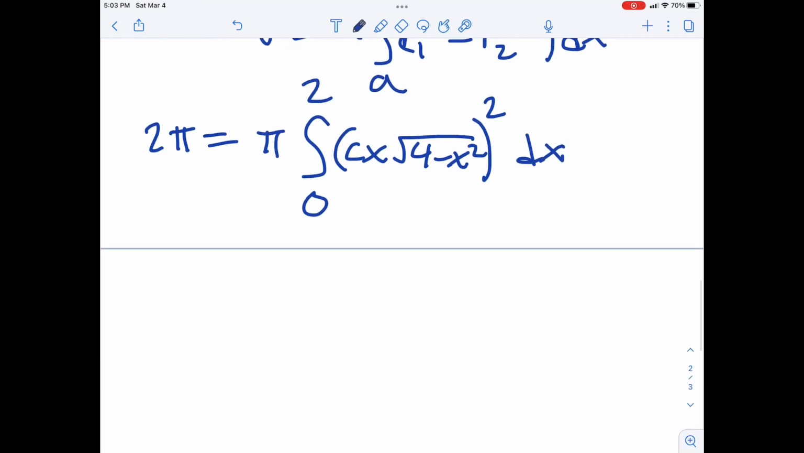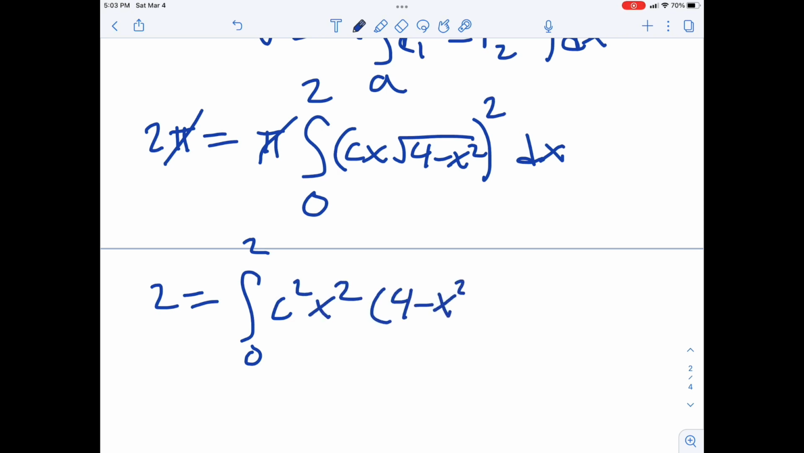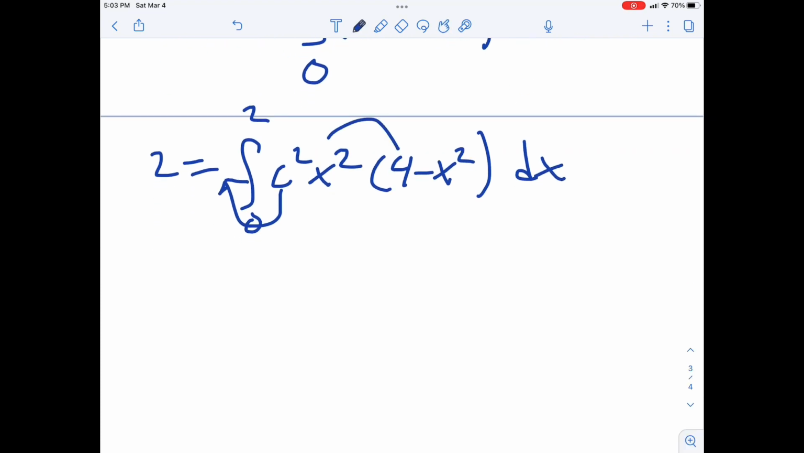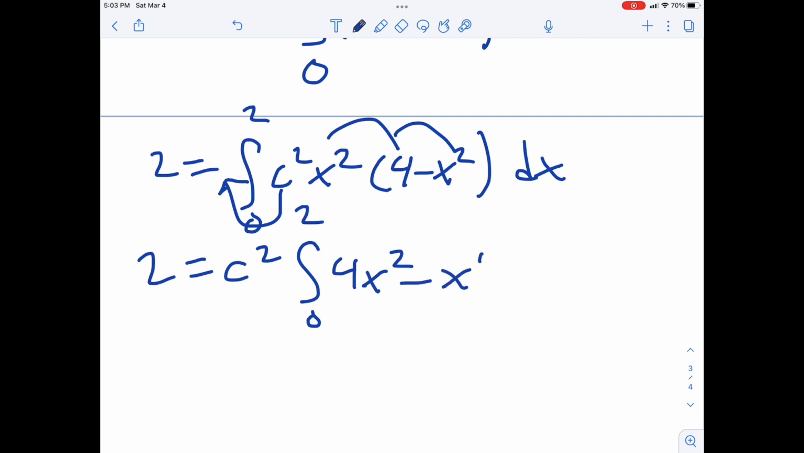Now I'm going to rewrite this. I'll cross out the pi's. I'm left with 2 equals the integral from 0 to 2 of c squared times x squared times 4 minus x squared dx. c is a constant, so I'm going to pull it out in front of my integral, and then I'm going to expand x squared into these parentheses. So I'm left with 2 equals c squared times the integral from 0 to 2 of 4x squared minus x to the 4th dx. So let's do this integral.